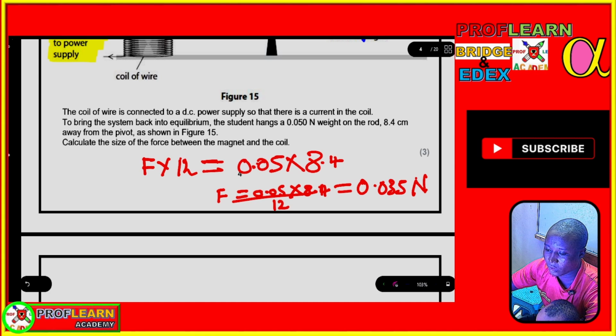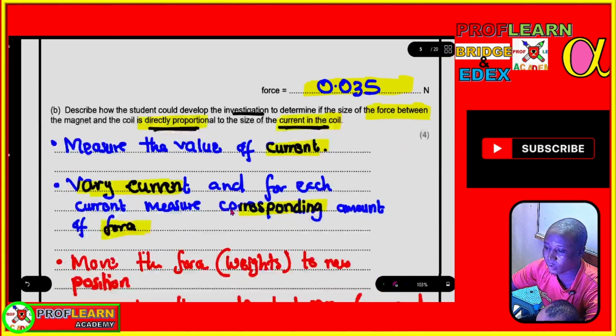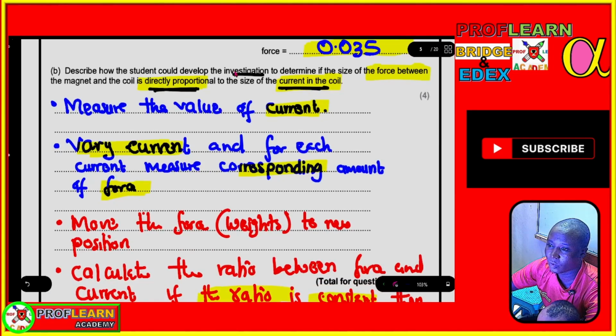So what we are going to do in the next part is to look at another question. Describe how the student could develop an investigation to determine whether the size of the force between the magnet and the coil is directly proportional to the current.